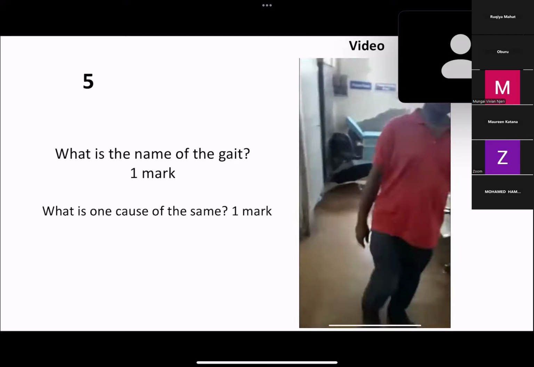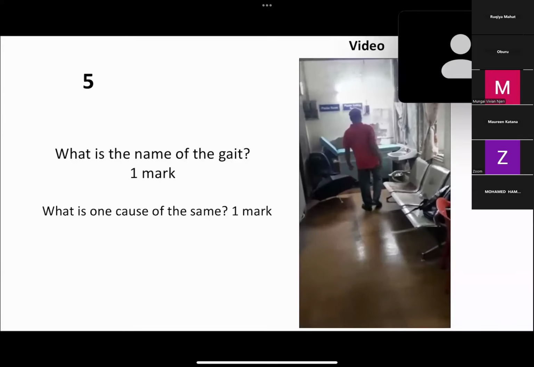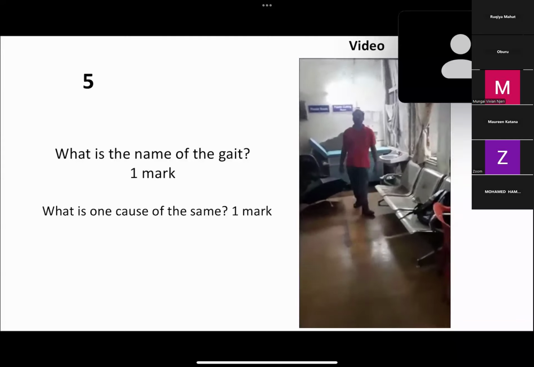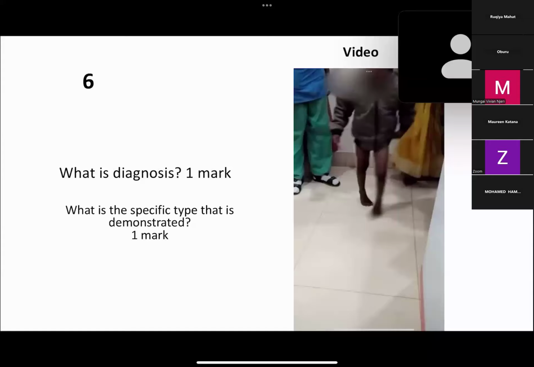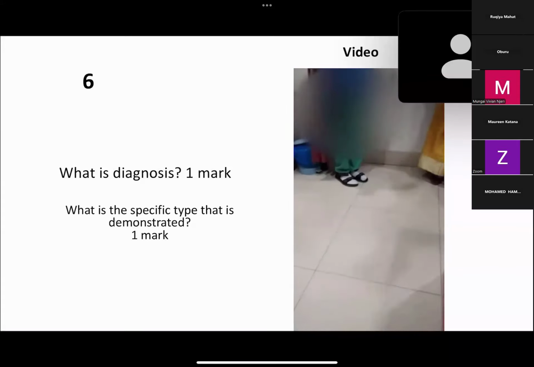This is a short limb gait. You can see that. So obviously the left side is short. Okay? Sometimes you have to look carefully. And remember what we said. What gait is this?